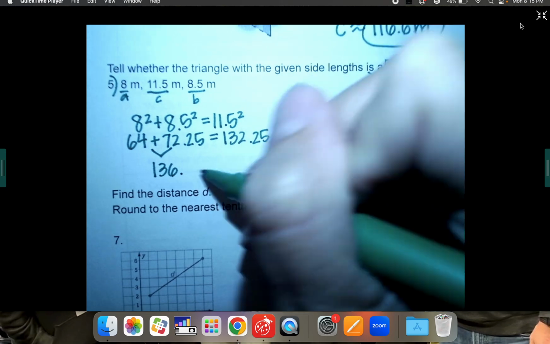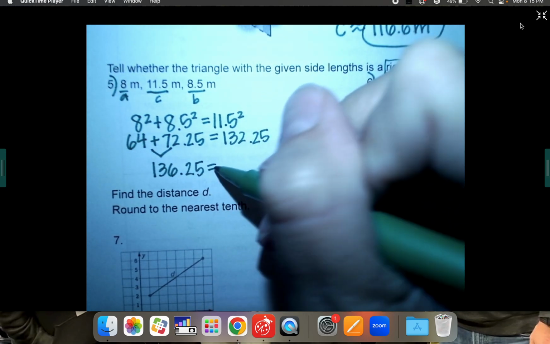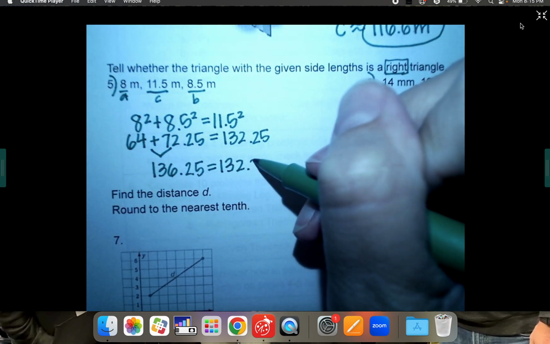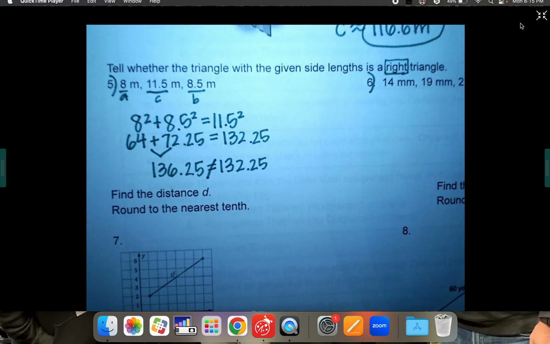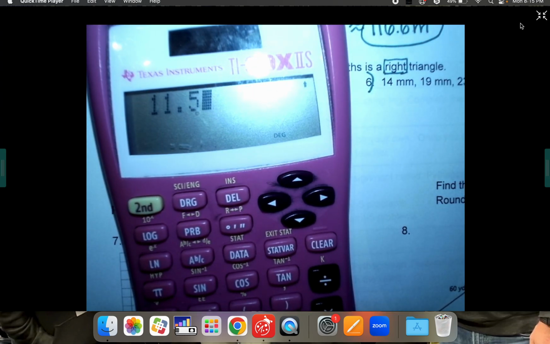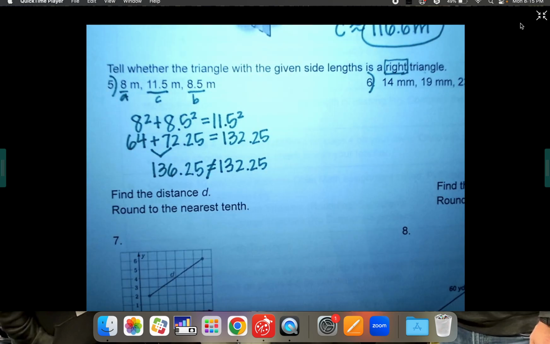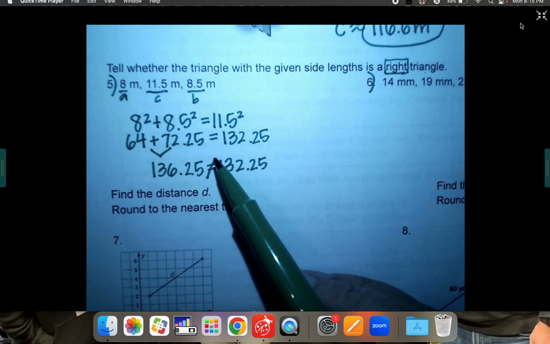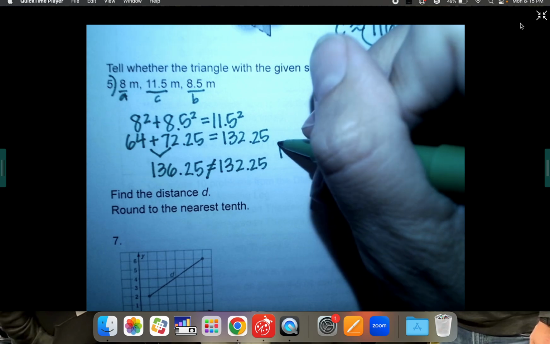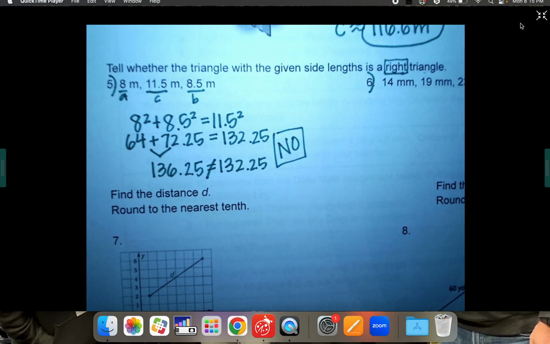So I bet some of you accidentally might have put yes. But 136.25 does not equal, should I put 11.5 in one more time and double check? Yeah, 132.25. So it's close, but it does not equal, which means no, this cannot possibly be a right triangle.